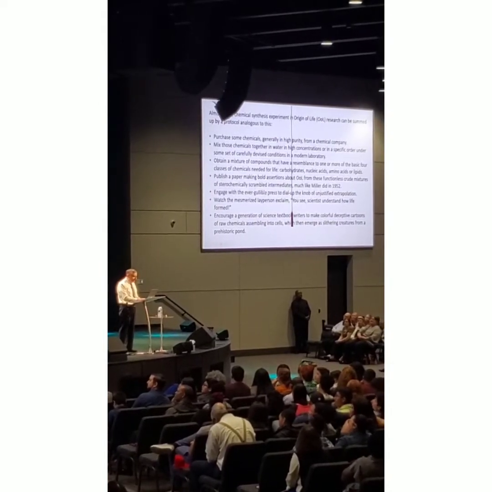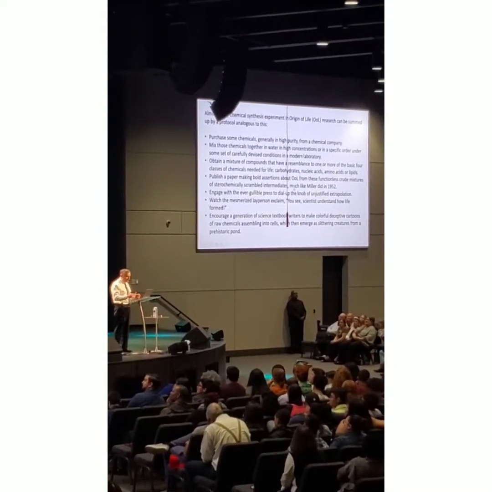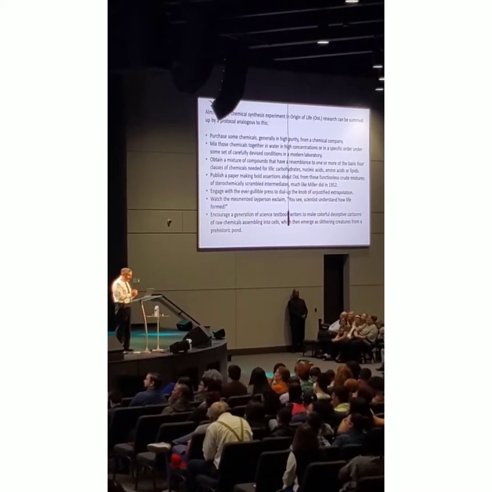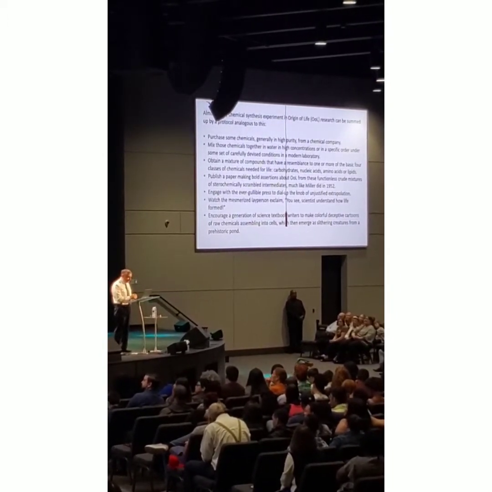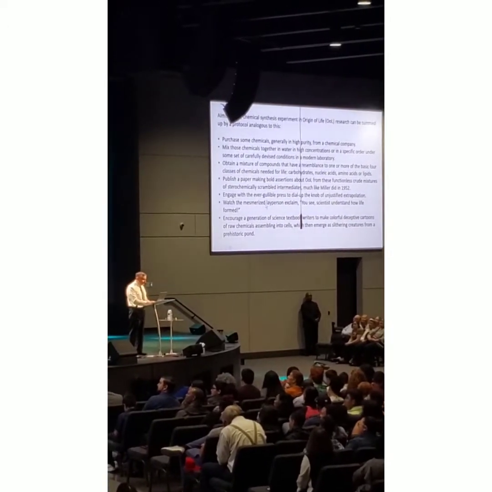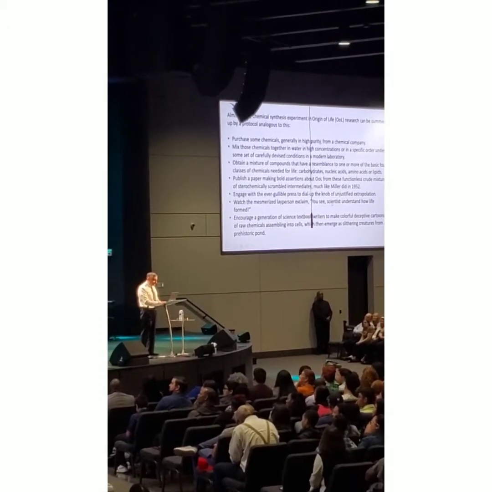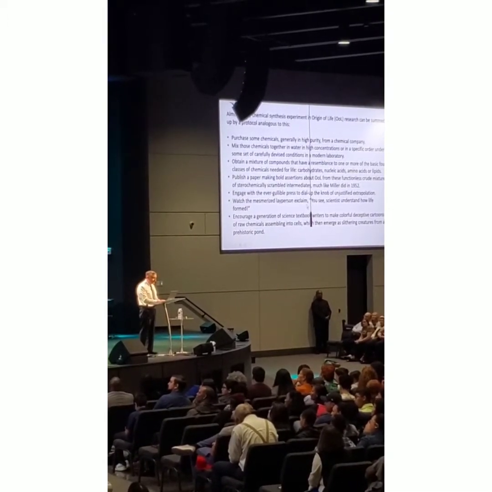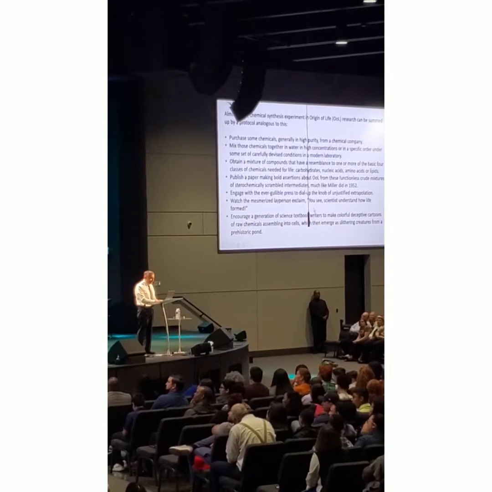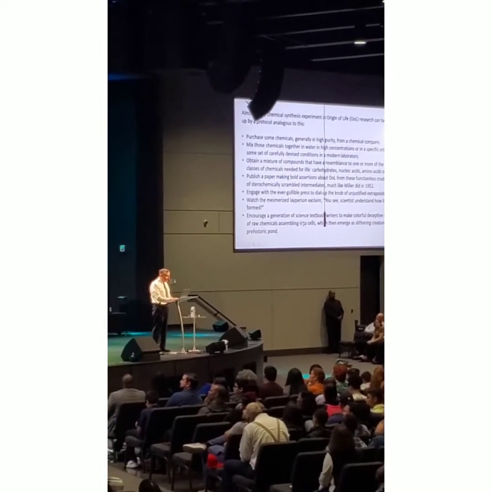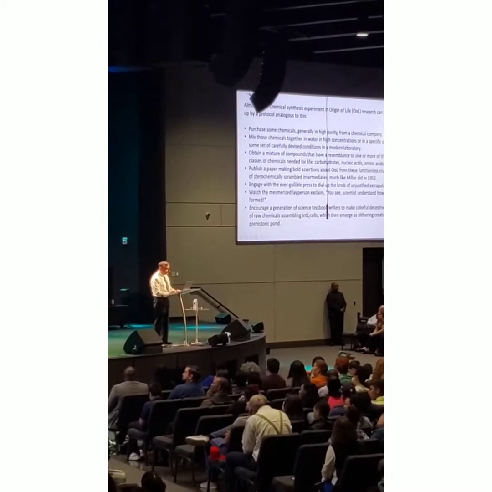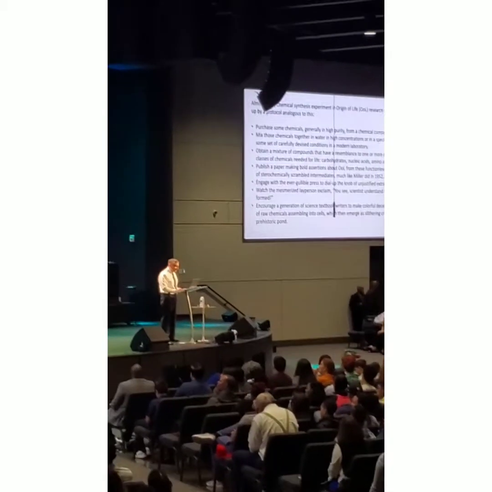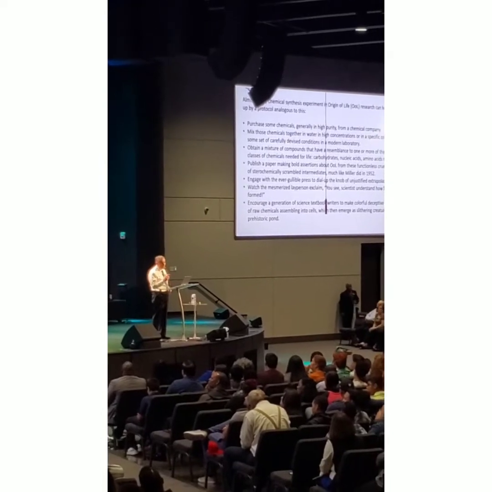Then they publish a paper making bold assertions about origin of life, much like Miller did in the Miller-Urey experiment in 1952, which we haven't gotten any further from that. I mean, it's just about the same as in 1952. Then they engage with the ever-gullible press to dial up the knob of unjustified extrapolations. You watch the mesmerized layperson exclaim, "You see, scientists understand how life was formed." And then you encourage a generation of science textbook writers to make colorful, deceptive cartoons of raw chemicals assembling into a cell and then emerging as slithering creatures from a prehistoric pond.